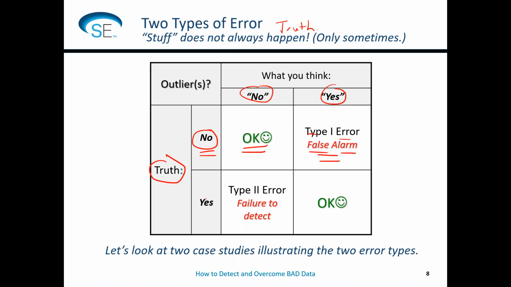Then on the other side, something did happen and it did throw the run off. There was a physical cause for it. If you recognize that by diagnosing it properly, that's okay. But if you don't have good diagnostic tools and you fail to detect that, it could throw the whole experiment off. And this would be a bad mistake, what we call a type 2 error, this failure to detect. So I do have 2 case studies that illustrate these 2 error types.